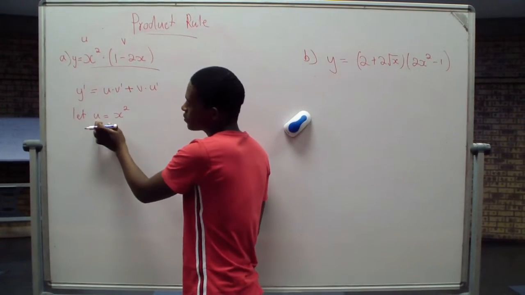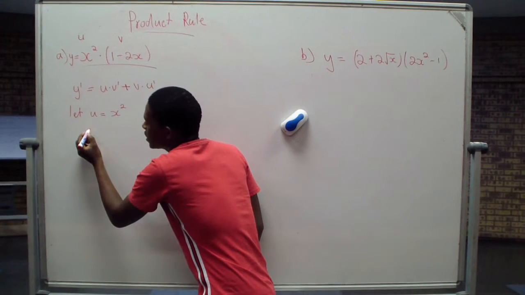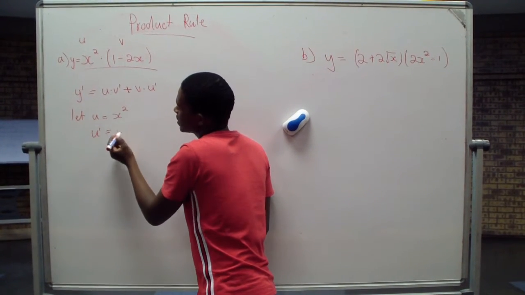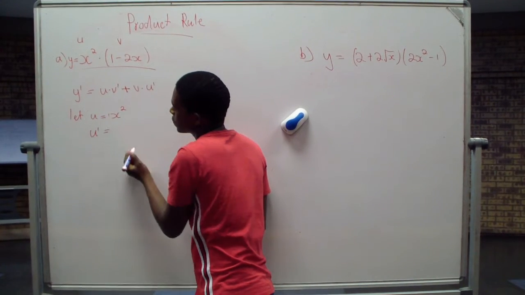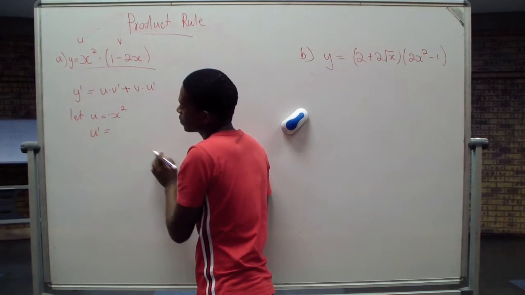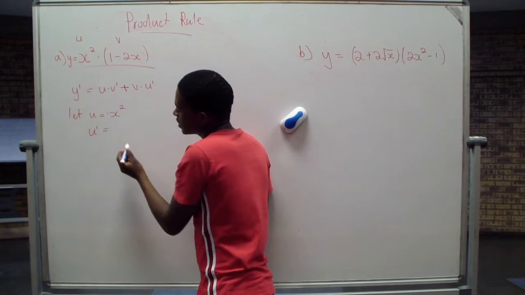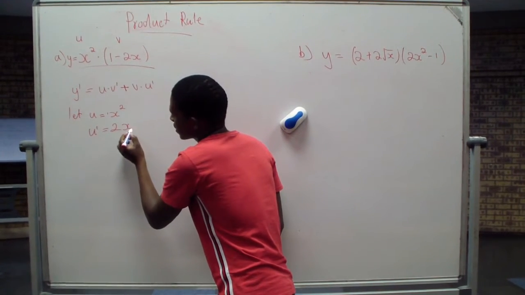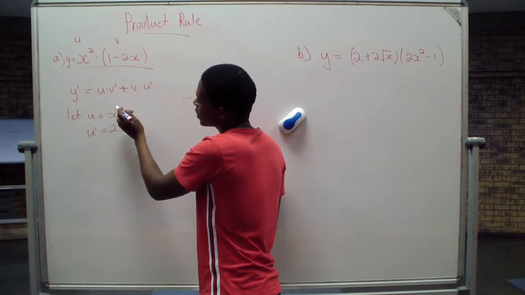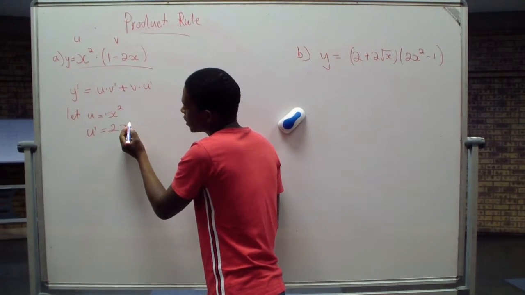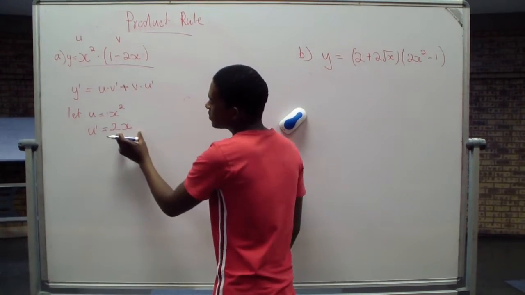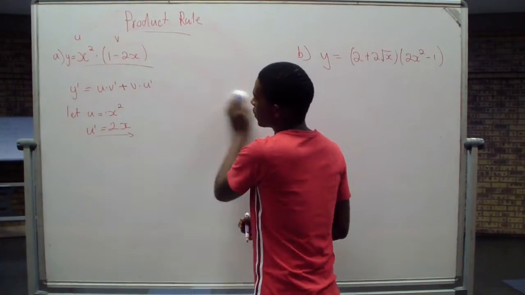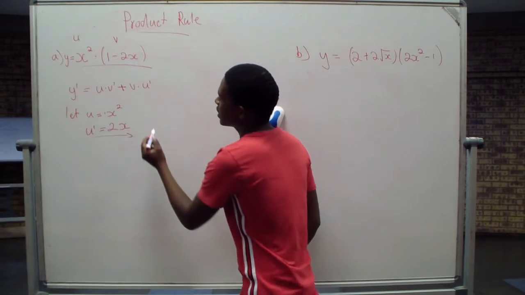Then I'll differentiate my u. So I'll say u prime is equal to, when I multiply, my coefficient is 1, then my exponent is 2. So 2 multiplied by 1 is 2x. Now, from my exponent of 2, I minus 1, I will have 1. So that means this is my differentiation for u.